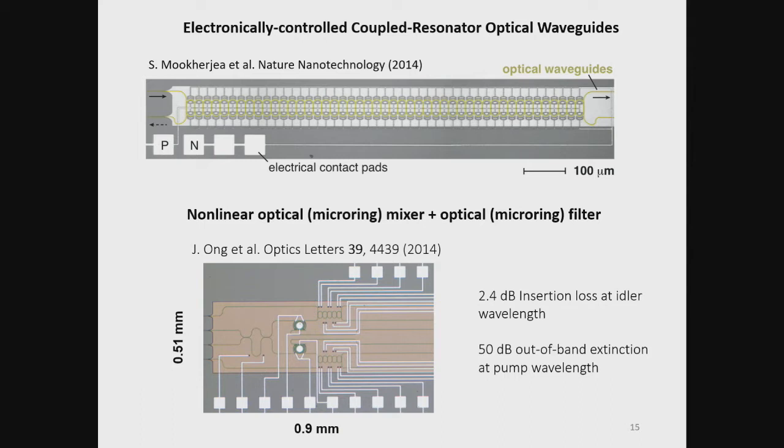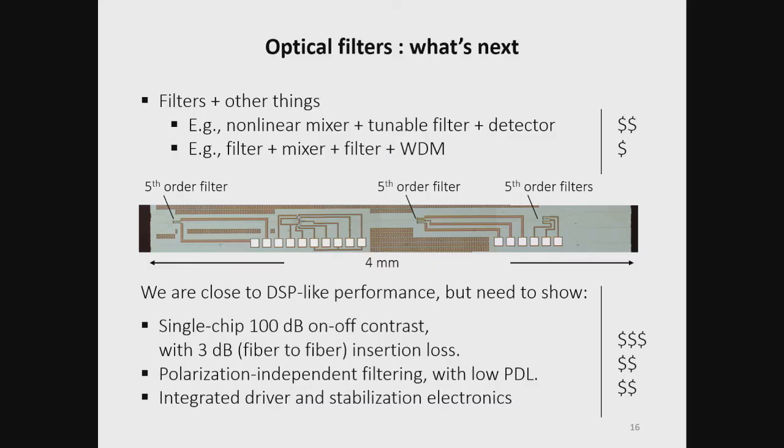So we have a 100 dB filter. We can put PN junctions on these very long cascaded sequences. What's next? Really, the first thing that's next is filters plus other things. And so one of the things being measured in my lab right now is where there's a microring in here. There's a fifth order filter before it. There are 2 fifth order filters after it. This is a WDM demux.